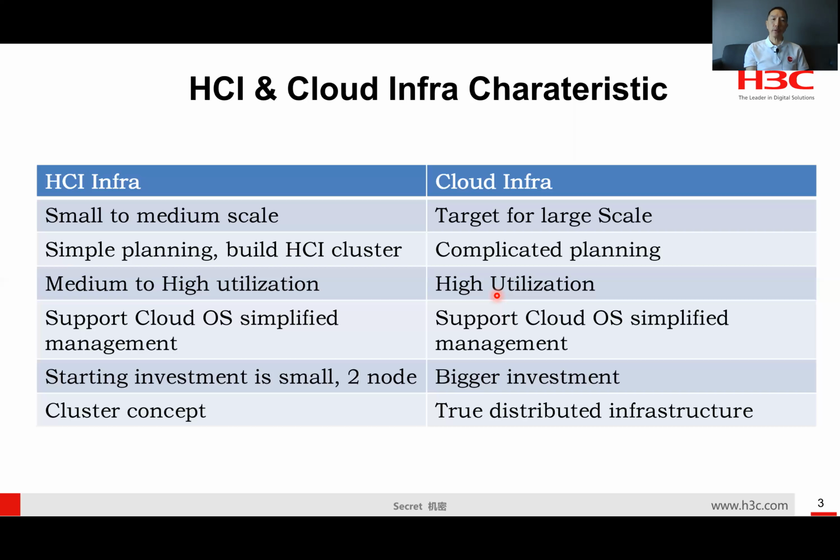In hyperconverged infra, we are using the cluster concept. You have more nodes and combine them together, and it becomes a cluster. In the cluster, all the resources can be shared. In the cloud infra, it's a truly distributed infra, since we break the compute, storage, and network further into separate blocks when you build your infrastructure.